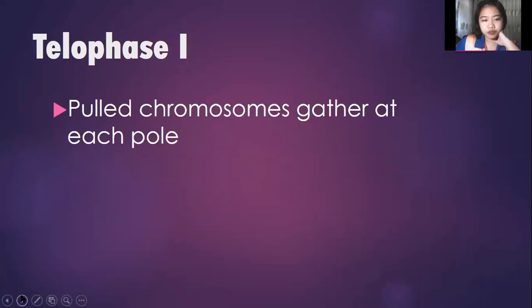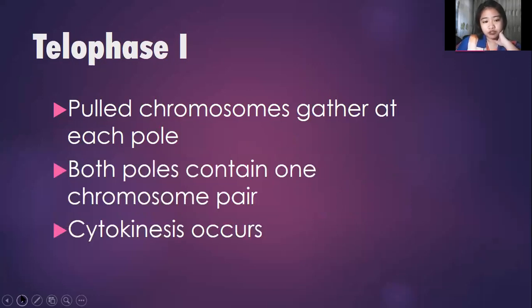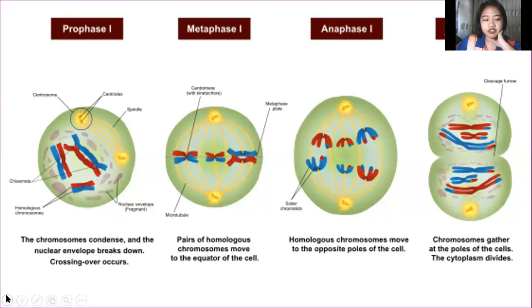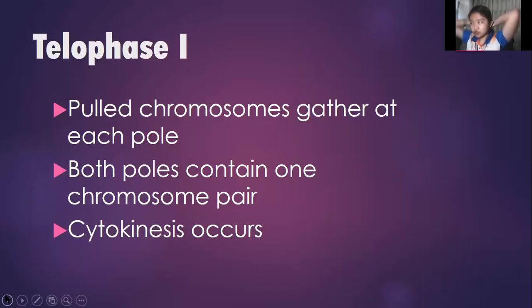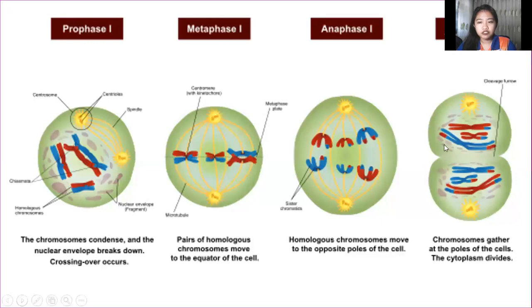So, yun. Okay, so telophase 1, yan, the chromosomes gather at each pole. They contain one chromosome pair and then cytokinesis occurs. And then, syempre, 46 chromosomes tayo nagsimula. After telophase 1, 23 chromosomes na lang tayo. Kasi ang ginagawa ni meiosis 1 is kalahatiin yung ating chromosome number for the sexes. Okay? So, ito yung summary ng prophase 1 to telophase 1. Okay?